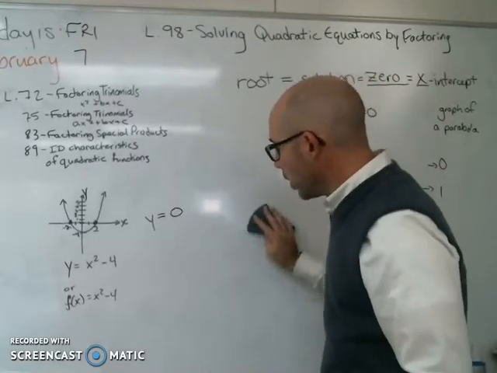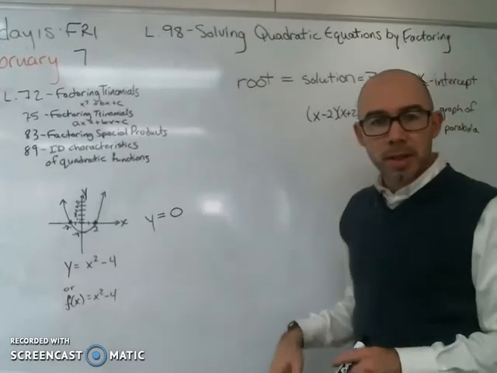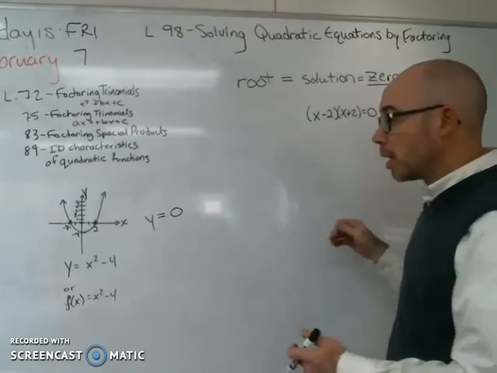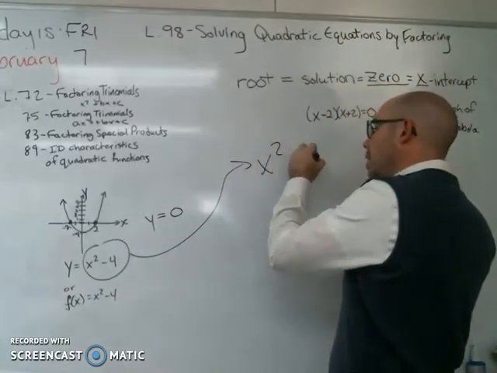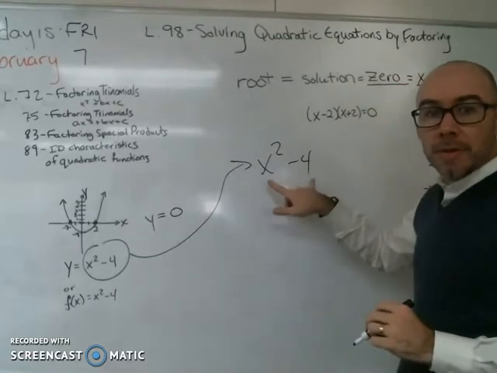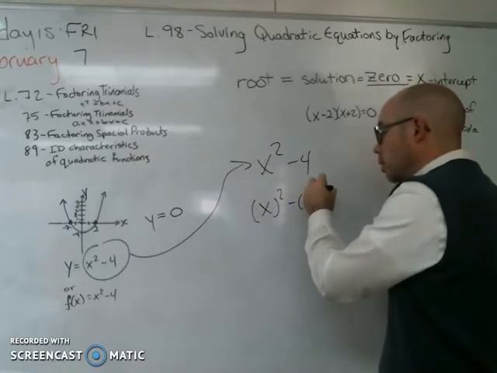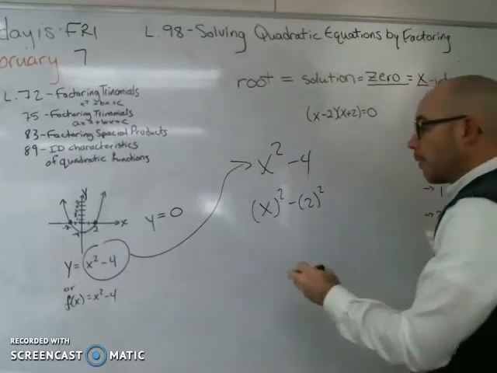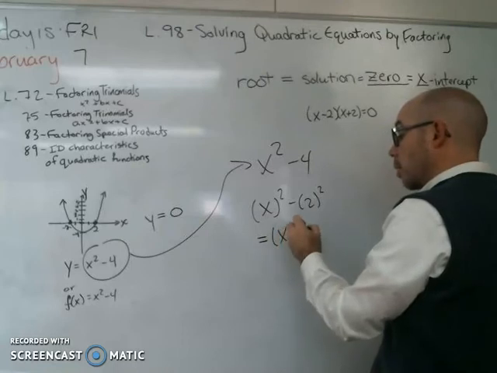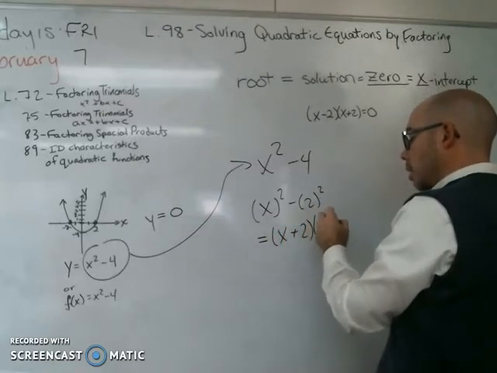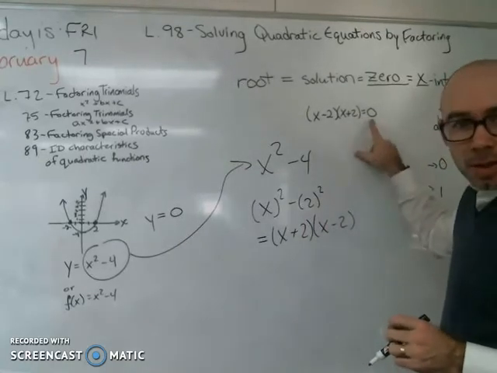Now, the lesson says solving quadratic equations by factoring. So I didn't factor in those examples, but now we are. Because if you remember, that type of setup there is the difference of two squares. This is x squared minus 2 squared. And the format for that, where we factored special products, was that it's x plus the second thing and x minus the second thing.